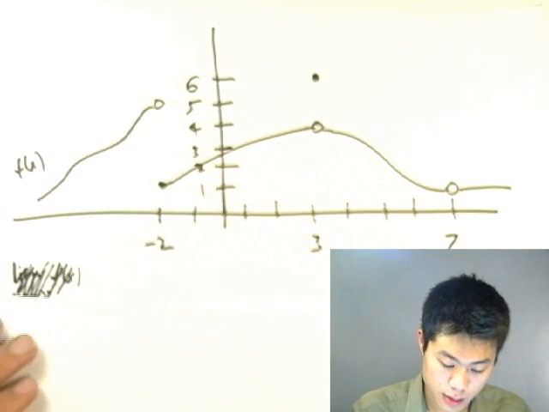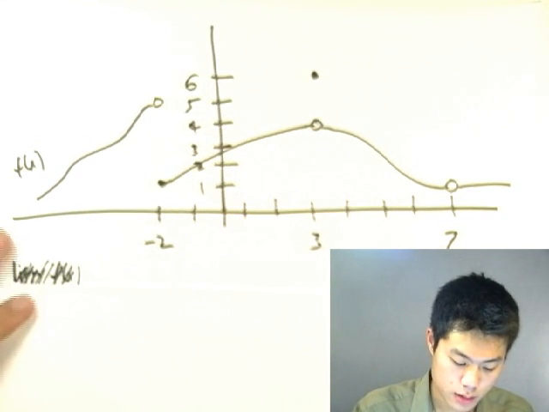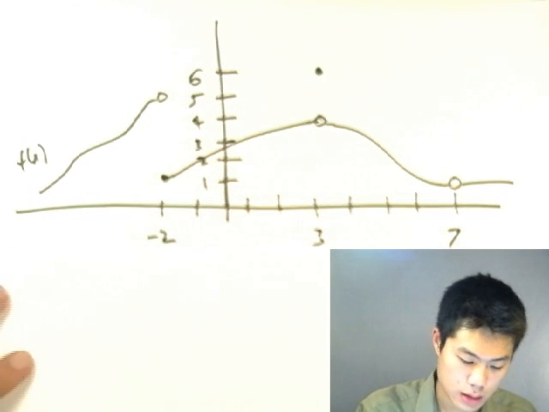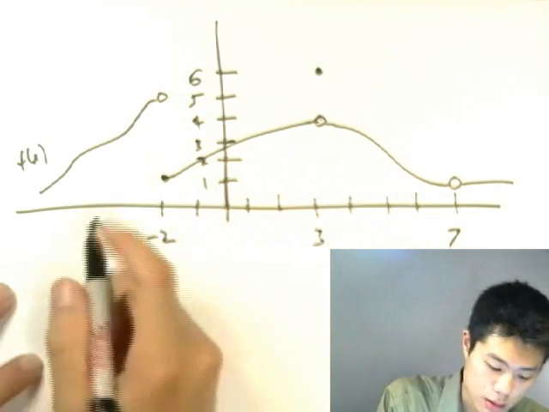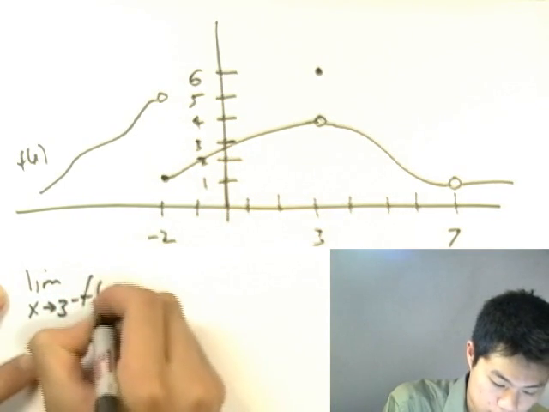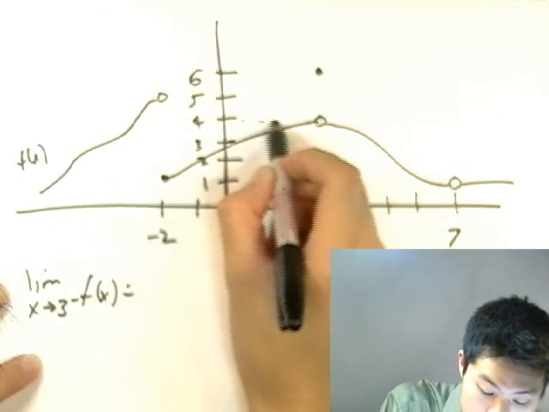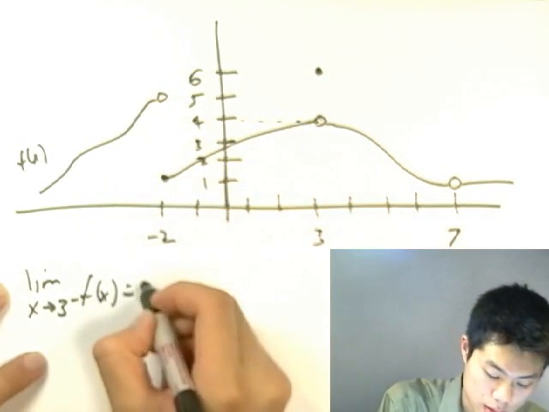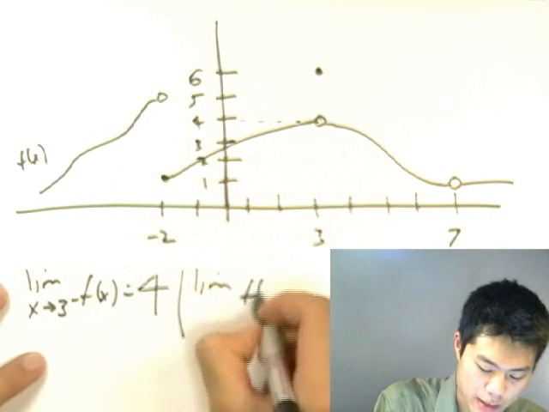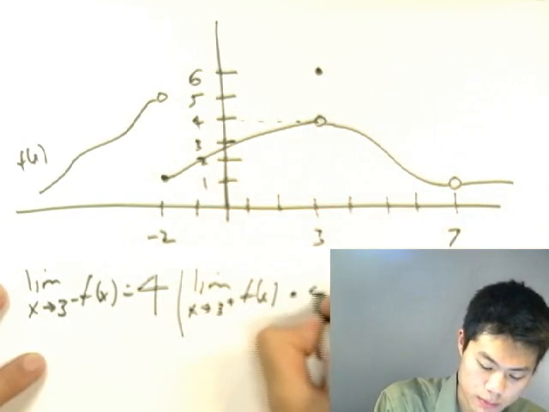Okay, let's do the same thing now, but with this thing here. Let's work with this point now. Same thing. The limit of f of x as x approaches 3 from the left is equal to 4. Okay? The limit of f of x as x approaches 3 from the right is equal to 4.